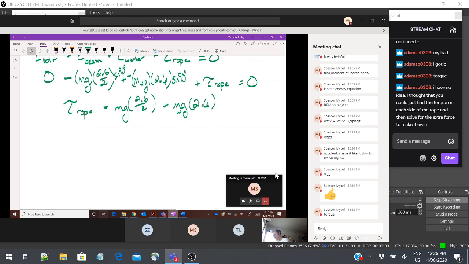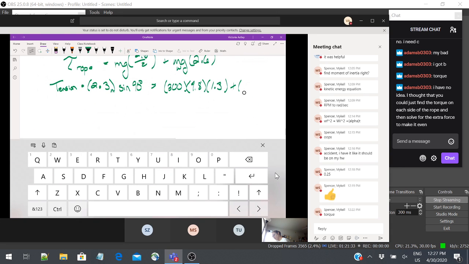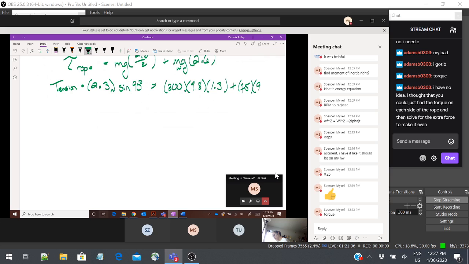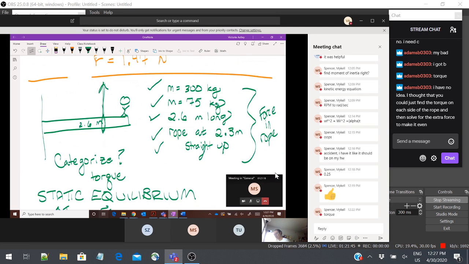Right? And the torque from the rope is going to be the tension in the rope times its distance from the axis times, in this case again, sine of 90 degrees, equals 300, 9.8, 1.3. How much did the worker weigh? 75. 75, 9.8, 2.6. And I can solve for tension. Did I use everything that I expected to use? I did. Yeah.